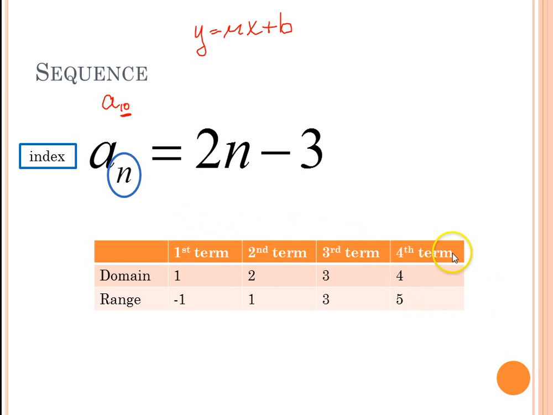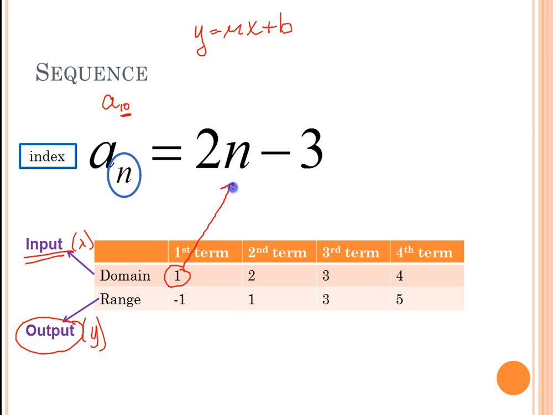Now, I already labeled it in here for you, and we're going to explain where these came from. Domain, remember we said that's our term. I'm on the first term, second term, third term, fourth term. That's your input. What are you putting in? That's your x's, your input, whatever you want to call it. Your range is your output, or your y's. What are you getting? So when I input 1, 2 times 1 minus 3, well, 2 times 1 is 2, minus 3 is negative 1.